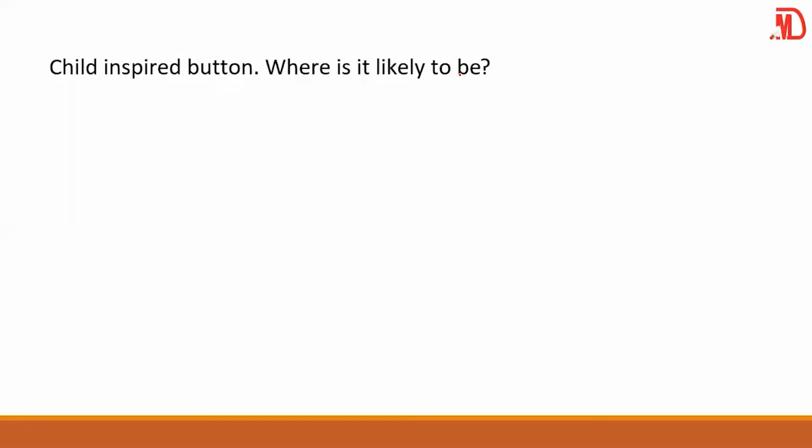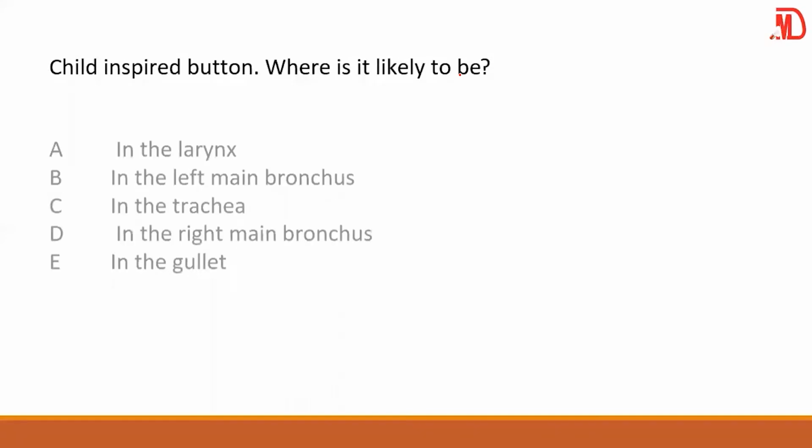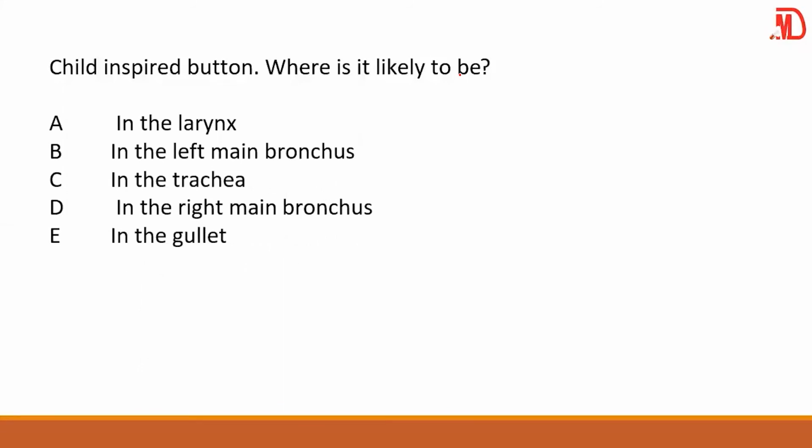A child inhaled a button. Where is it likely to be? So the button from the bottom of your shirt fell down, and your child took it. Where do you think it will go? Of course, it will go straight into the right main bronchus, because first of all, the right main bronchus is shorter and it looks like it is in a straight line with your trachea, unlike the left one, which is more bent, more curved than the right one.